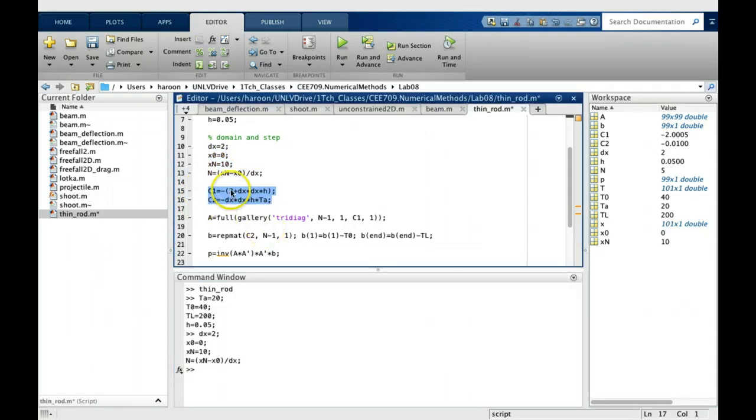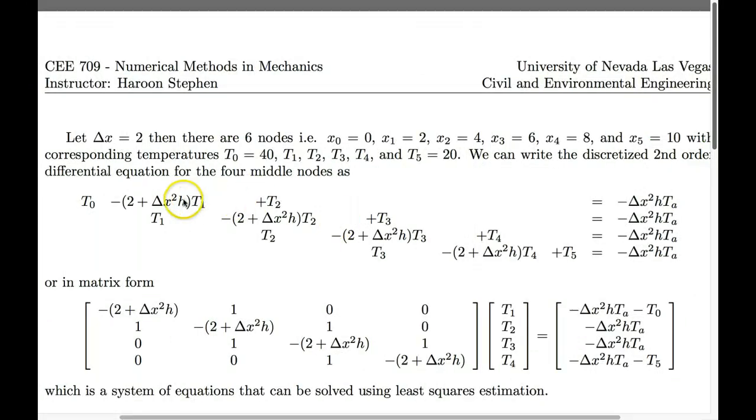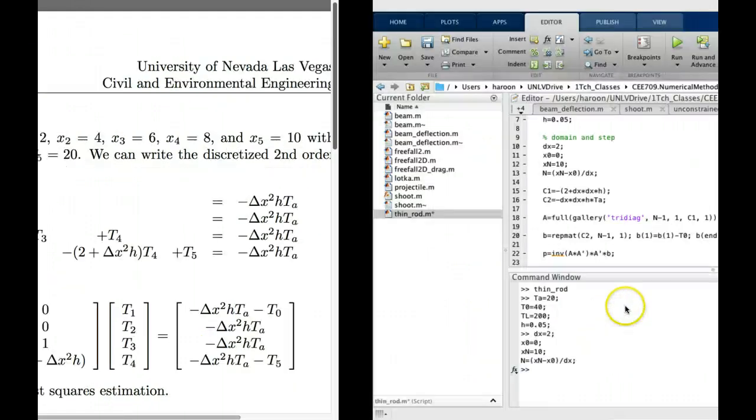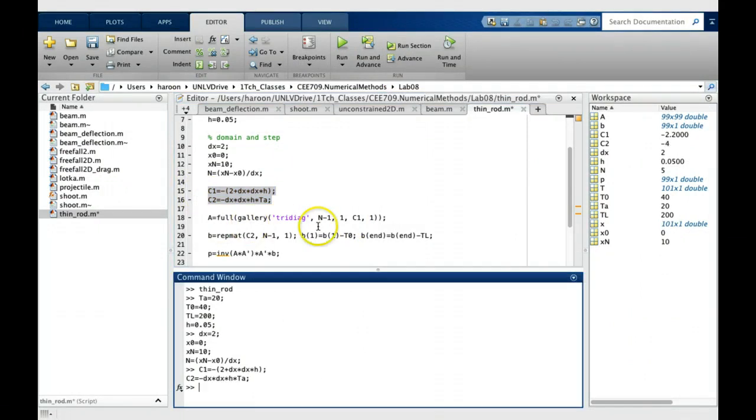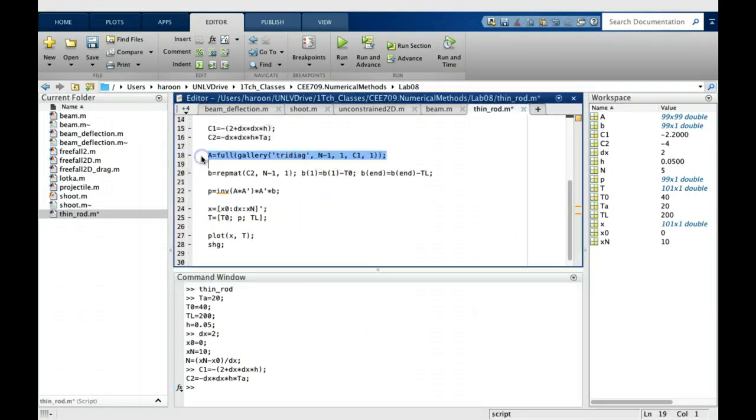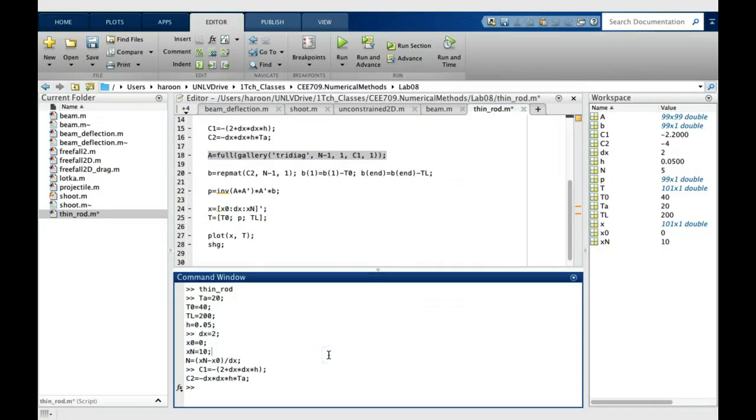These are just C1, the diagonal term of the A matrix, and C2 is this term here. This is just for the purpose of simplifying our calculations. And now we can create a tridiagonal matrix. We have done this before in another lab. If you have forgotten, then look for the help for gallery, and in particular look for tridiag.